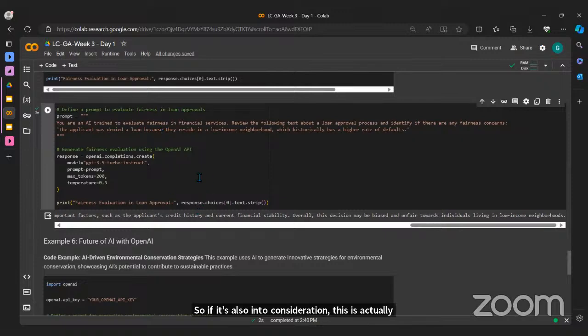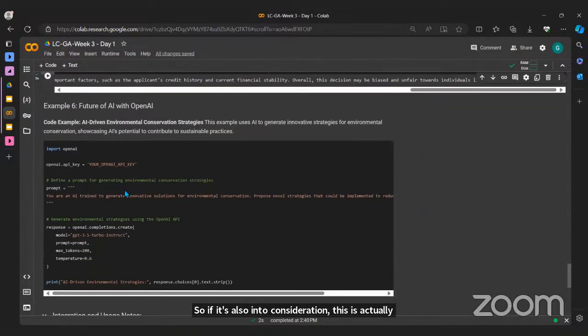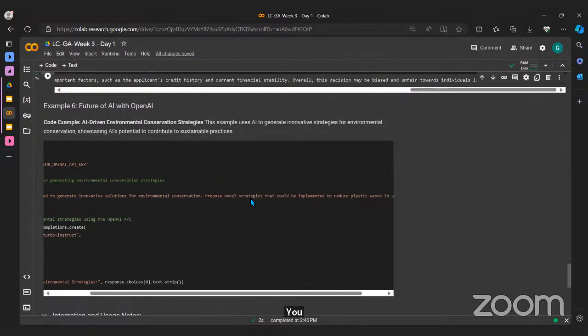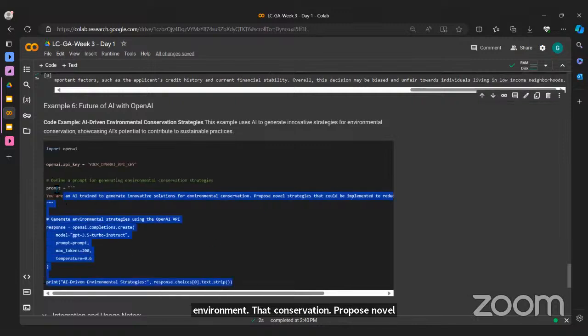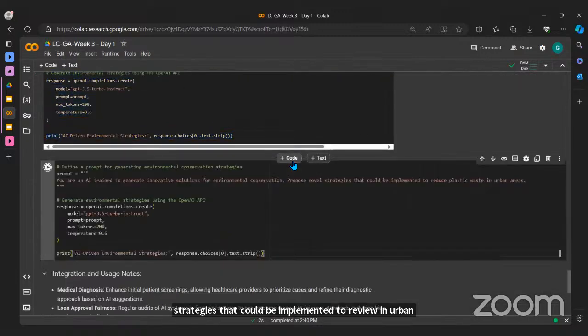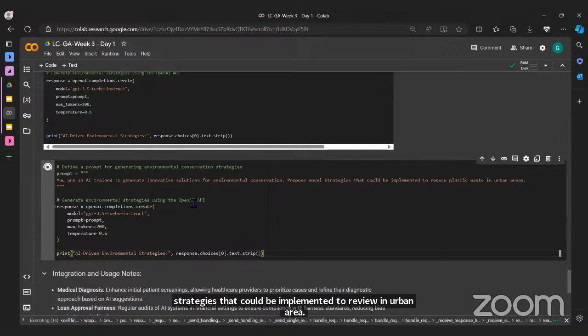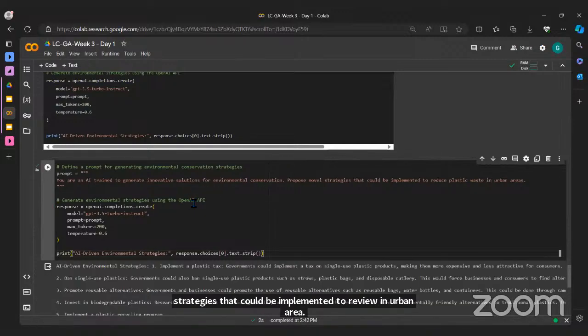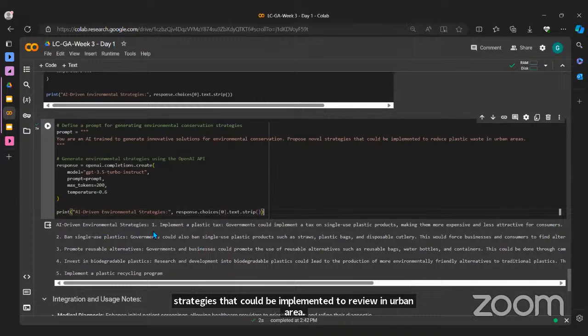So, future of AI. You are an AI trained to generate innovative solutions for environmental conservation. Propose novel strategies that could be implemented to reduce plastic waste in urban areas. All right, so we have a lot of them.